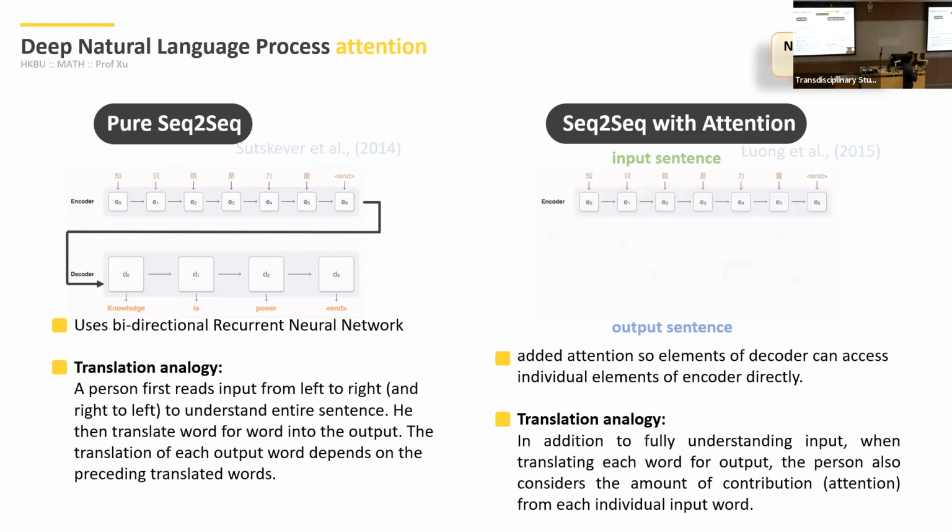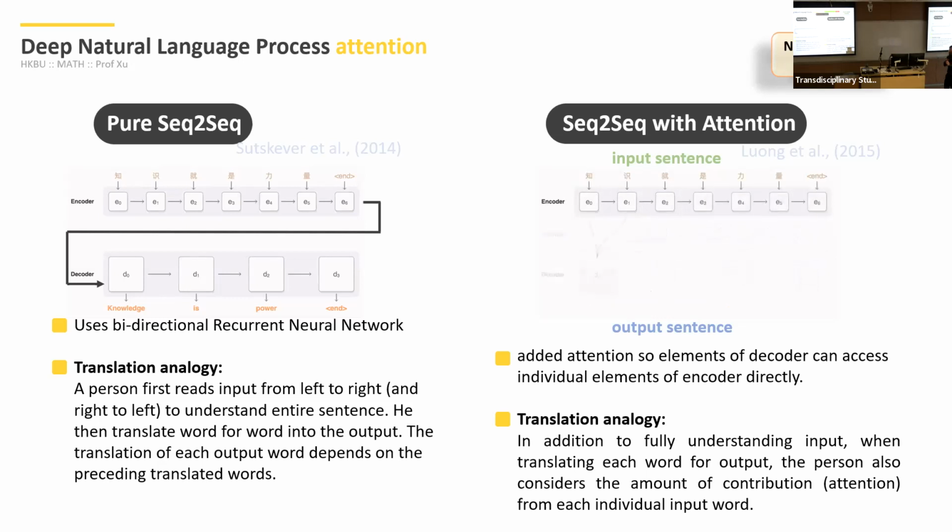And that's why the following year, 2015, people came up with a framework called attention. So what attention does, let me use another analogy, is to say, what if people don't have such a good memory? When you read the input sentence, you try to remember what the sentence tried to say, and then you translate. But what if people don't remember the input sentence that well?